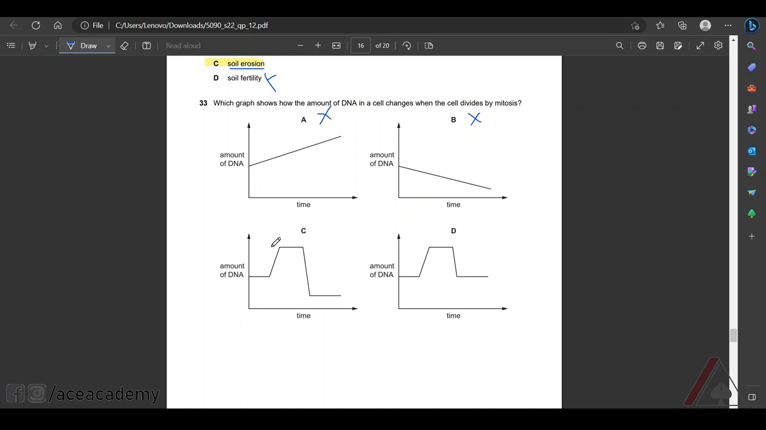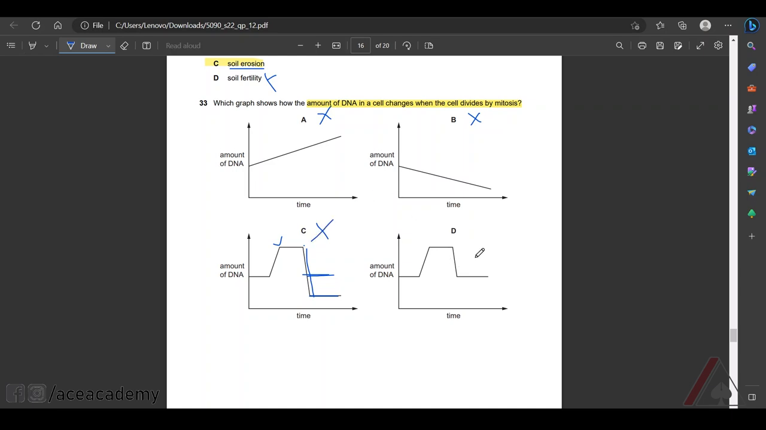In graph C, the amount of DNA increases in one step, and it also decreases in one step, but the question here asks for the amount of DNA in a cell when the cell divides by mitosis. So when a cell divides by mitosis, after cell division, which happens here, the new cells that are produced contain the same amount of DNA as the parent cell, which is over here. So the amount of DNA should decrease from here all the way down to here and not over here. Now, if our question said when the cell divides by meiosis, C could have been our answer. But since the question asked for mitosis, the amount of DNA in a cell before and after division should be the same. So C shouldn't be our answer for mitosis.